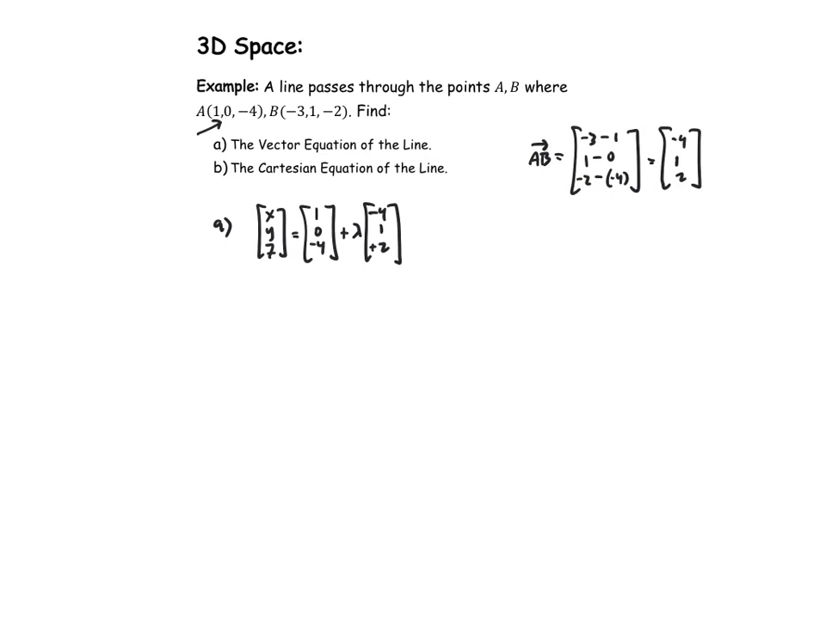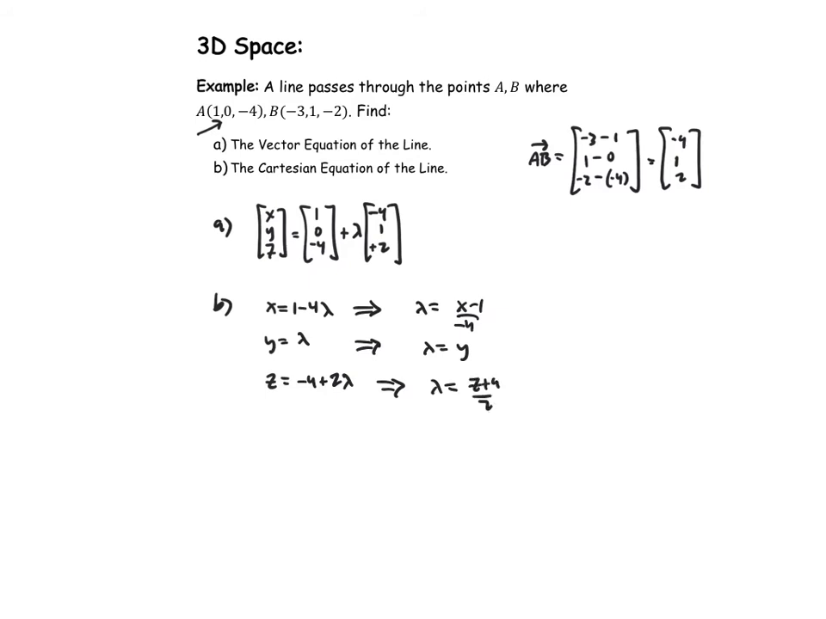Okay, part B says find the Cartesian equation of the line. So I'm going to put this in parametric form, which would be x equals 1 minus 4 lambda. y equals lambda. z is equal to -4 plus 2 lambda. All right, I'm going to solve for lambda. In this case, lambda equals x minus 1 over -4. In the second case, for y, lambda just equals y. And in the third case, lambda equals z plus 4 over 2.